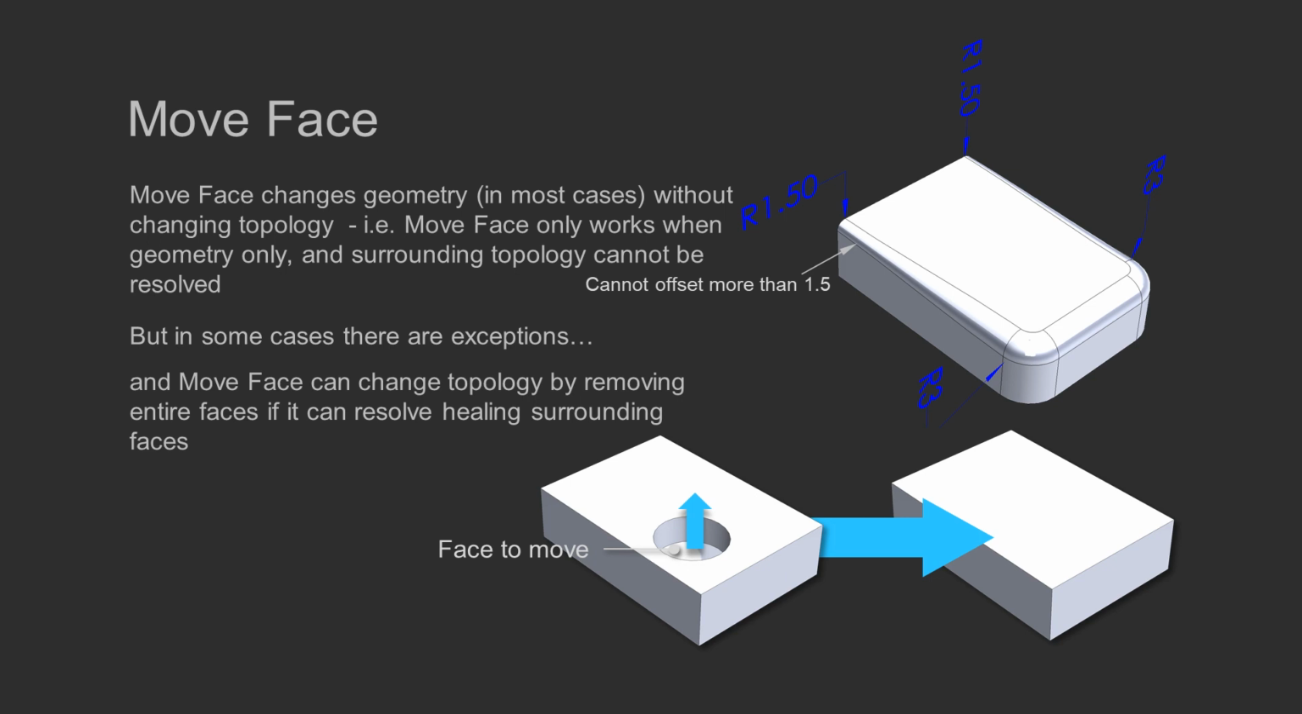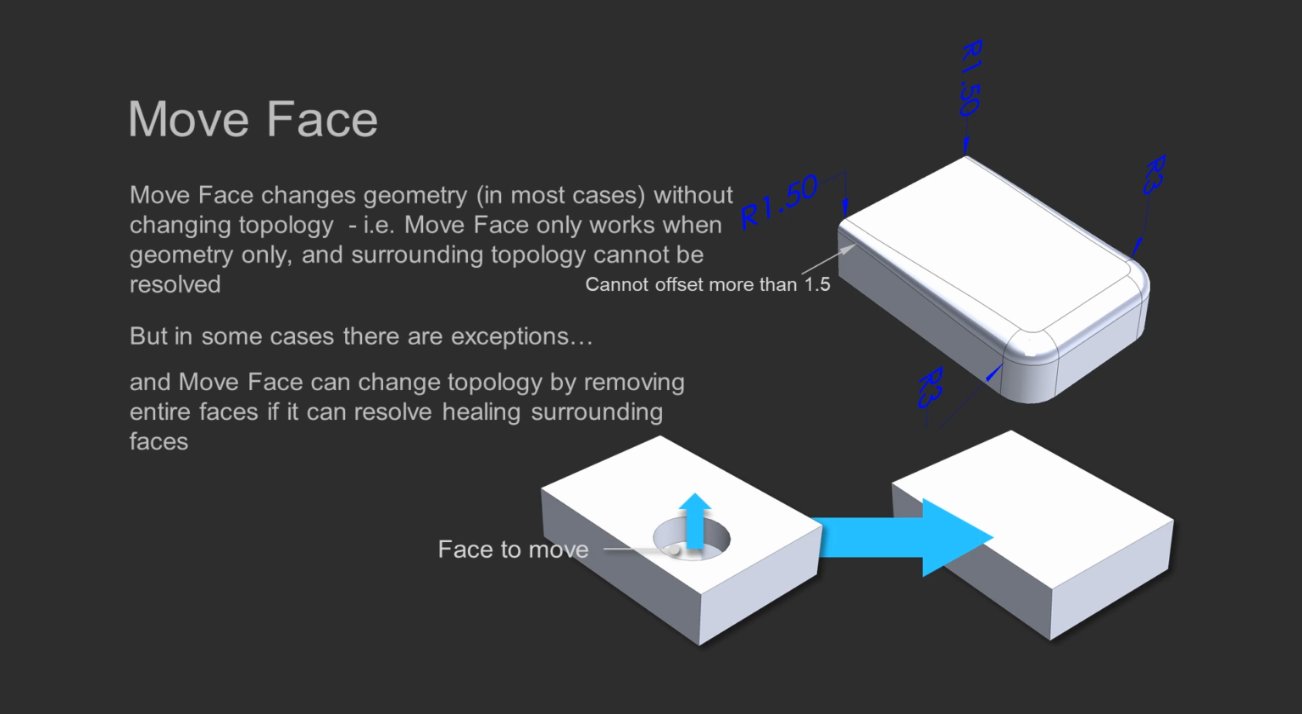So the move face feature is a very valuable tool for many things, and we'll talk more about why it's useful. But basically what it does is it takes a face or faces of your surface or solid body and it translates them. It either offsets them or translates it along a vector, or it can even rotate along an axis. It has limitations too. It generally cannot change topology, but there are exceptions. I'll talk about that in a second.